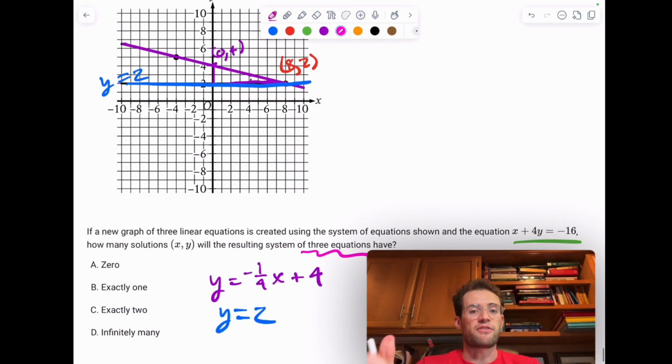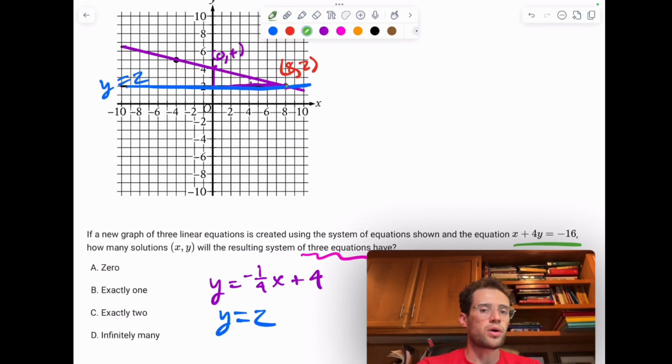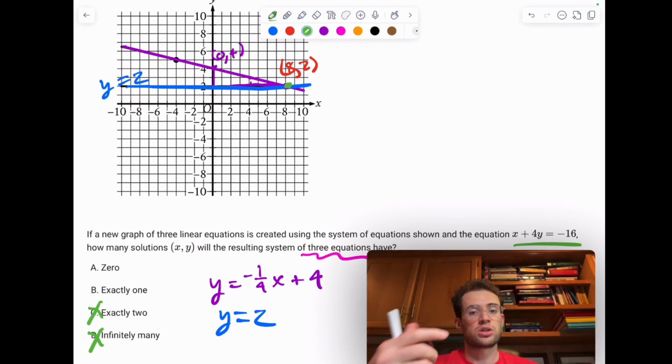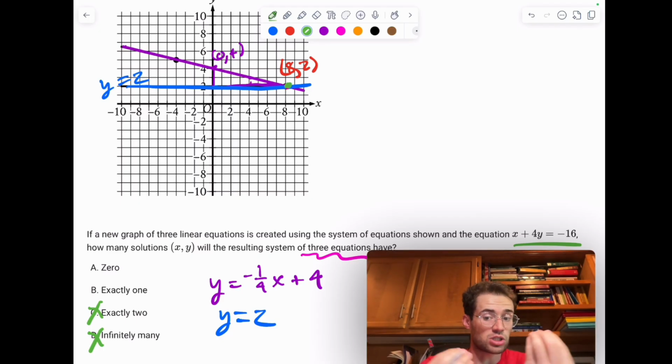So right off the bat, the fact that these two only intersect at this one point, 8, 2, tells us that either this other line is going to cross through there and that's the one point where they all 3 intersect, or if this new line, x plus 4y equals negative 16, doesn't pass through there, then there are 0 solutions. Right? So it's either exactly 1 or 0. So we can cross off C and D immediately, because even if this line was the same as one of the other two, it doesn't matter. It has to be a point where all 3 of the lines touch. Right? A solution for the system means it's a solution for every single equation in that system.